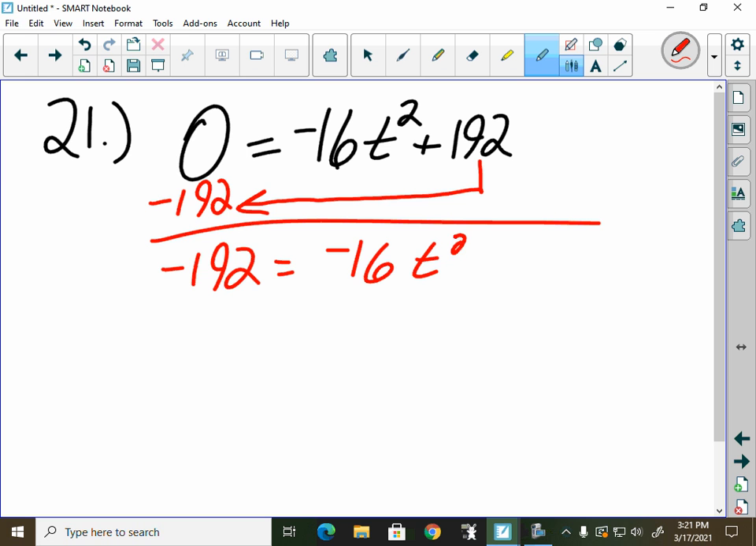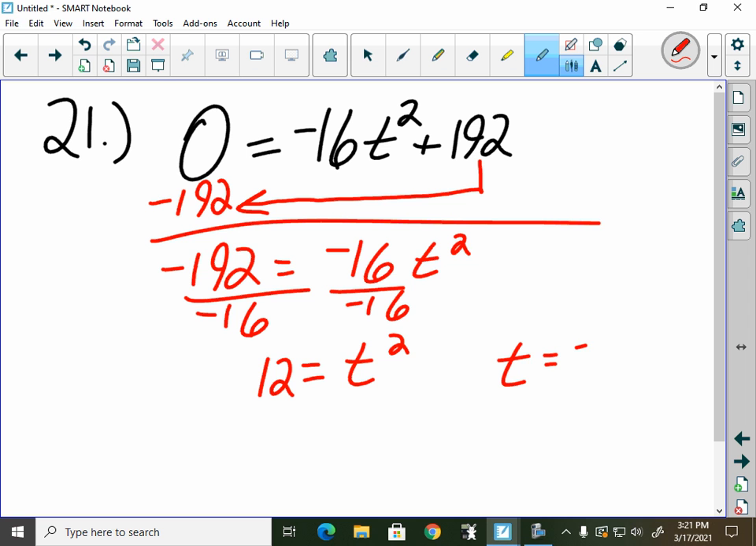Guess what else I'm going to do? I'm going to divide by negative 16, just like I've done for all the other problems. And I'm going to get, I don't know. But you know who does know? Cassie, my other calculator, Casio. I'm going to take that top number and divide by that bottom number, and I get 12. So that means that t equals plus or minus the square root of 12.